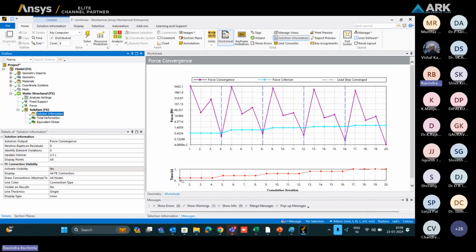From 0 to 0.2, it is solved. Once the solution is converged, it increases from 0.2 to 0.4. And again, it's solved. Once the force convergence is less than the force criteria, it converged, which means it shifted from 0.4 to 0.6, and again it solved. It shifted from 0.6 to 0.8, again it solved. The blue color line indicates the step, meaning 0.8 to 1 also got solved. So like that, step by step, we can solve.